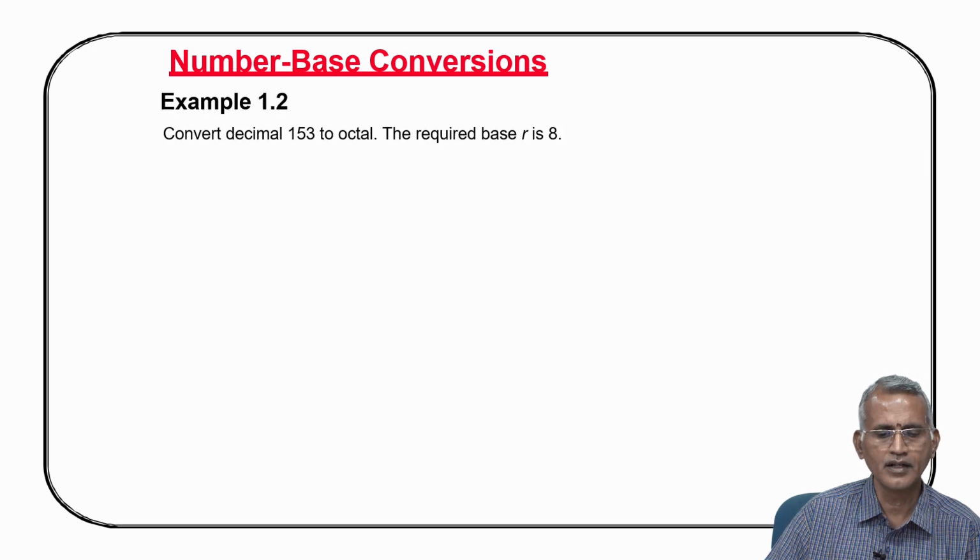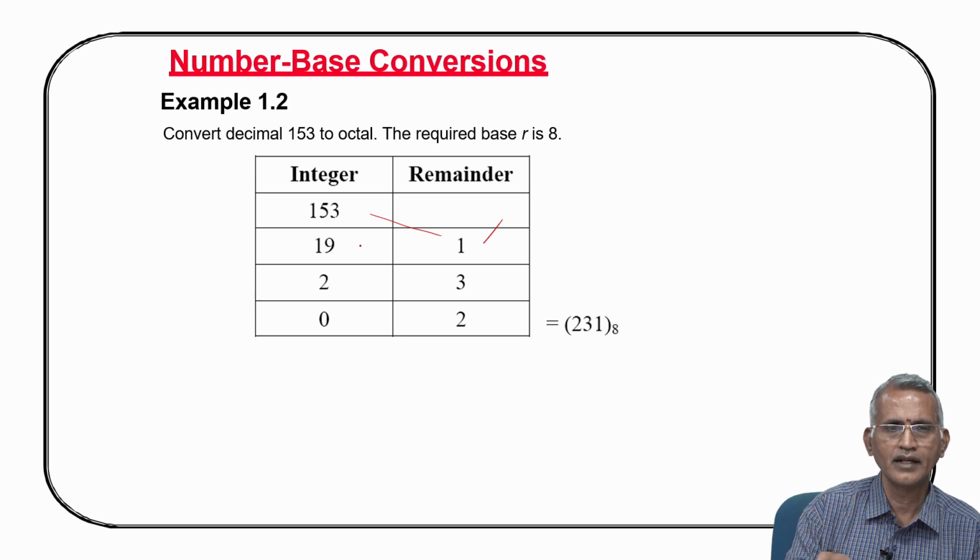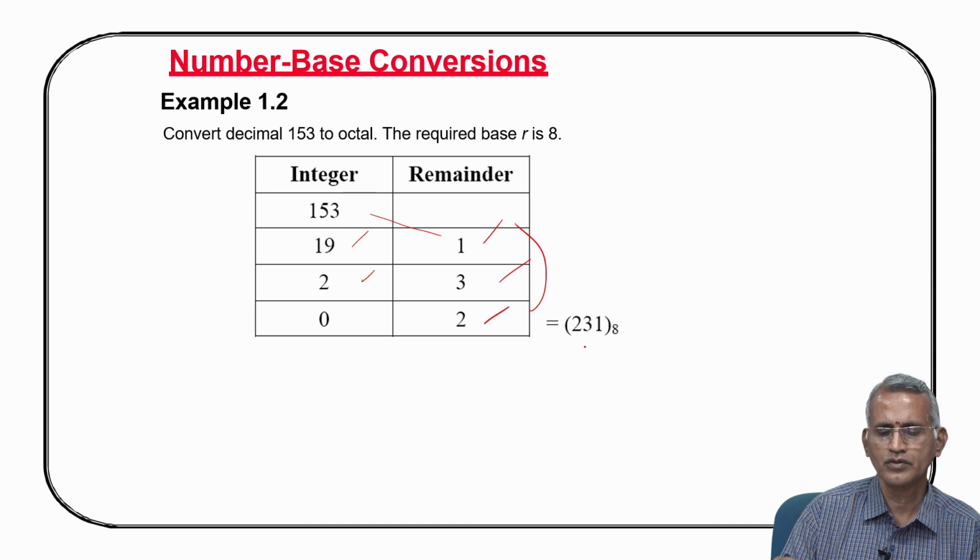Another example, convert decimal 153 to octal, where the required base r is 8. Now, start. 153 divided by 8, the remainder is 1 and then 19 comes. 19 by 8, the remainder is 3 and the result is 2. Then 2 divided by 8 gives no value, therefore put 0, with remainder 2. Therefore, it converts to 2 3 1 base 8. So, that is the value of 153 in base 8.